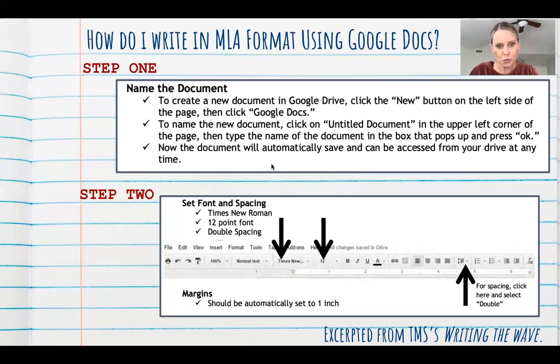For step 2, you need to make sure that your font is correct, your spacing is correct, and your margins are correct. And this correct is all according to the MLA guidelines, okay? So what you're looking for is Times New Roman font. What you're looking for as far as size is 12 point. And you want to be flush left to start. That'll change. And then you want to have double spacing, okay?